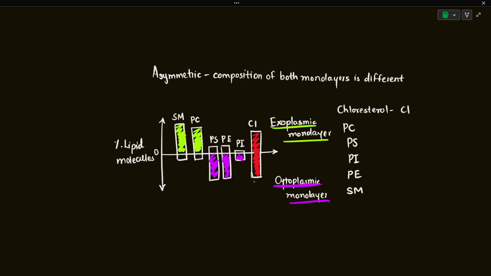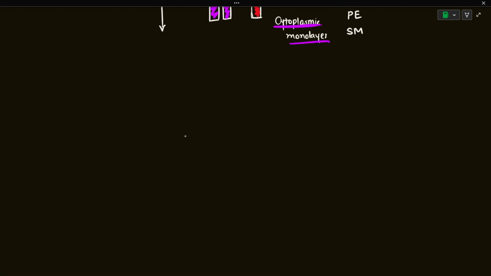Okay, so why is this asymmetry important? Let's learn about the functional importance of asymmetry in the monolayer. Everything happens for a reason, right? In the cell, if there is some structure, it is important from some point of view. So there is some importance of asymmetry, and that is what we are going to learn now.